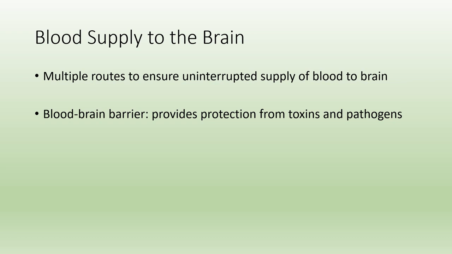So what we notice with the brain is that there's actually multiple routes of getting blood to the brain. And this is very important to ensure survival, essentially. With the brain, there's also what we call the blood-brain barrier.